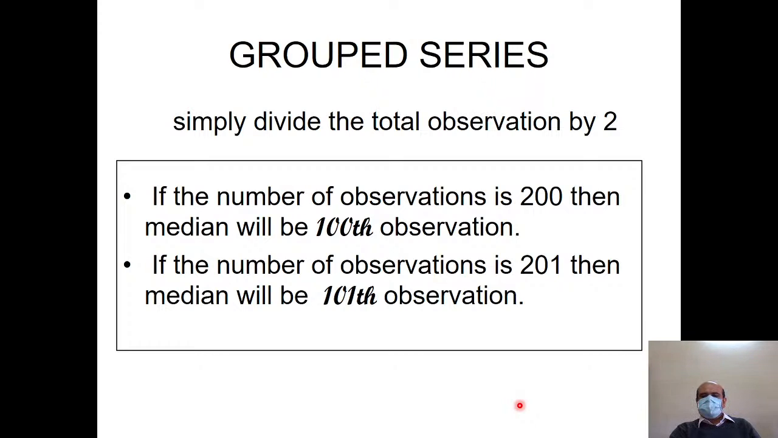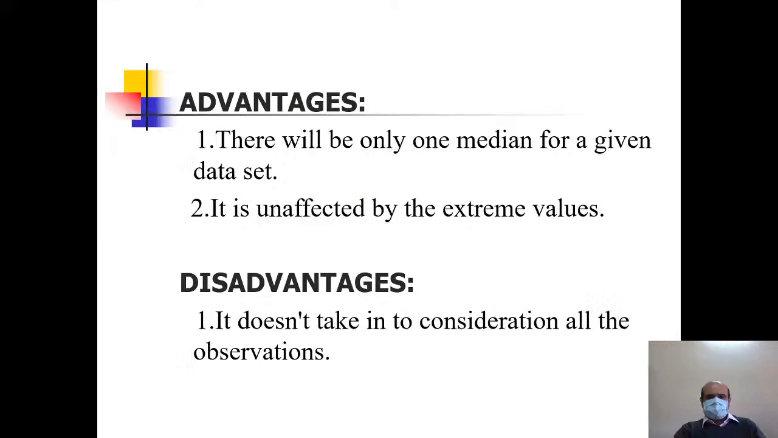If the number of observations is 200, then the median will be the 100th observation. If the number of observations is 201, then the median will be the 101st observation.